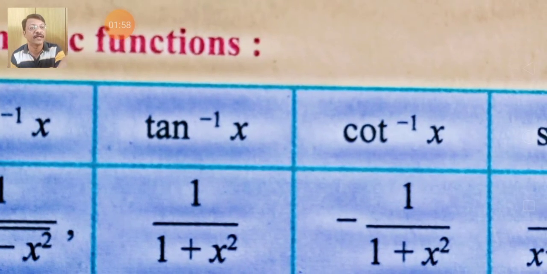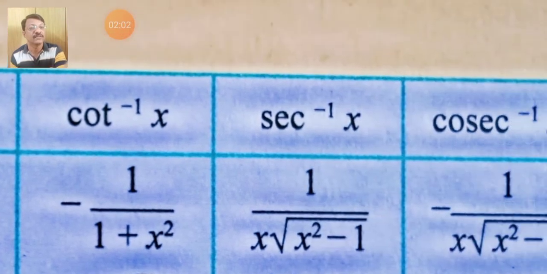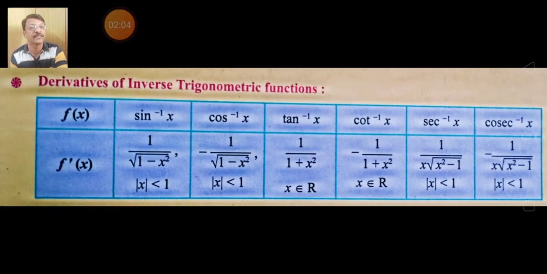Then derivative of tan inverse x, cot inverse x, these two. Then the derivatives of sec inverse x and cosec inverse x. So like this you can remember this table, and we shall try to find these derivatives in simple steps.